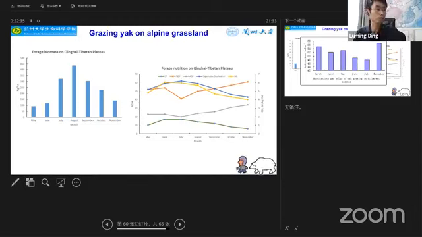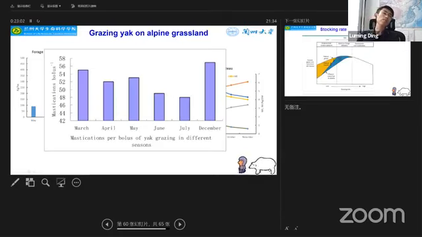Okay. Thank you. The forage biomass on the Qinghai Tibetan Plateau is higher because of the green period from June to September. Therefore, the quality, you see the crude protein, metabolizable energy, and the digestible dry matter are higher in the grass growing period, but the NDF or ADF are lower in this period. From the number of mastications per bolus, we can see the mastications are higher in the forage yellow drying period because of the higher content of fiber.